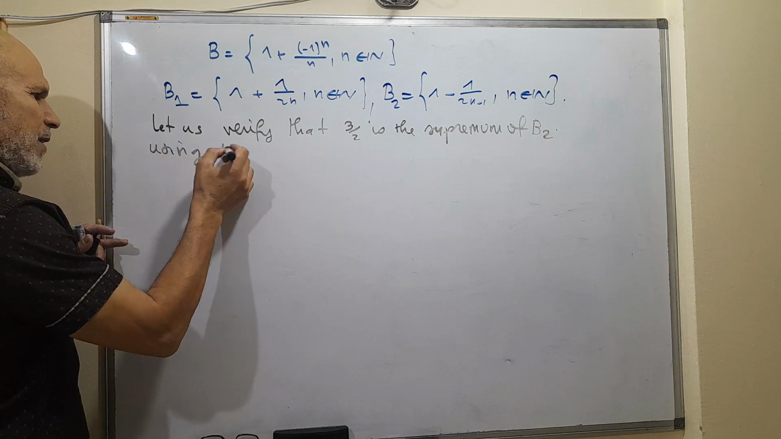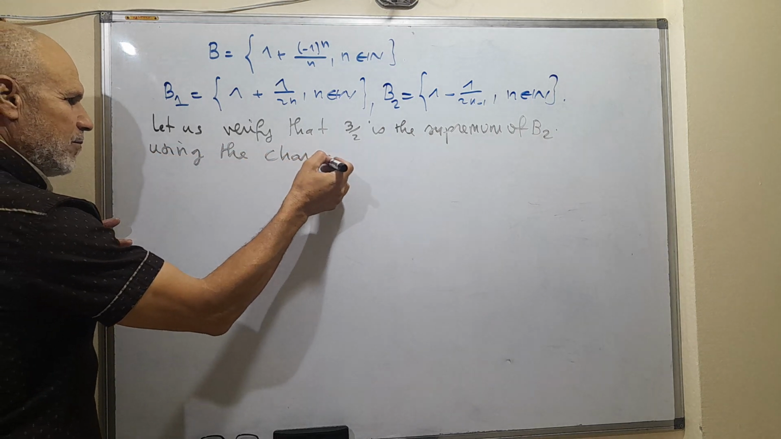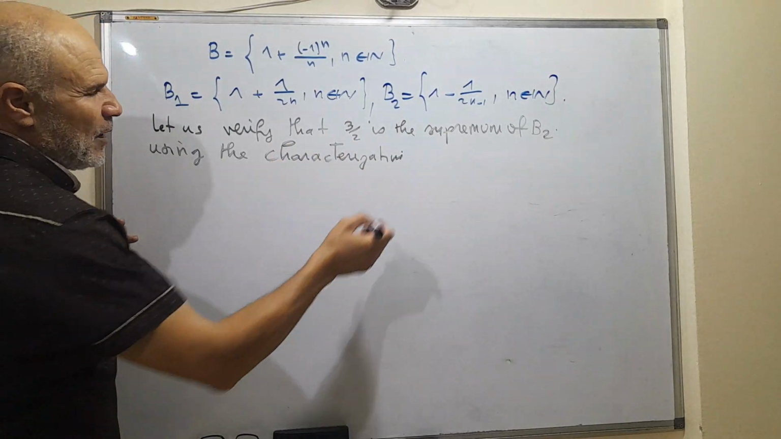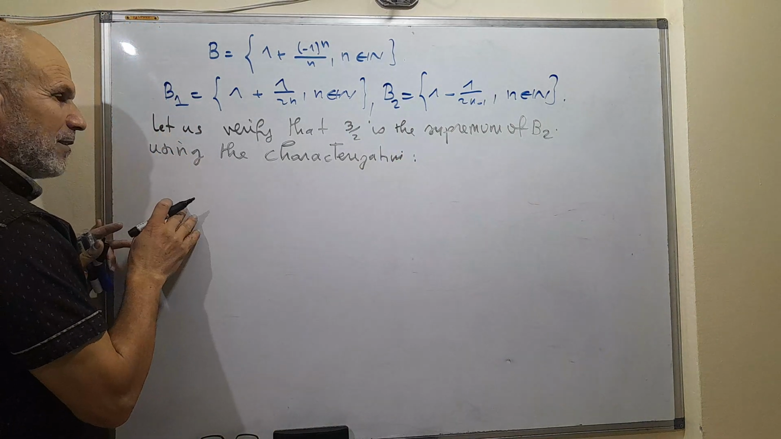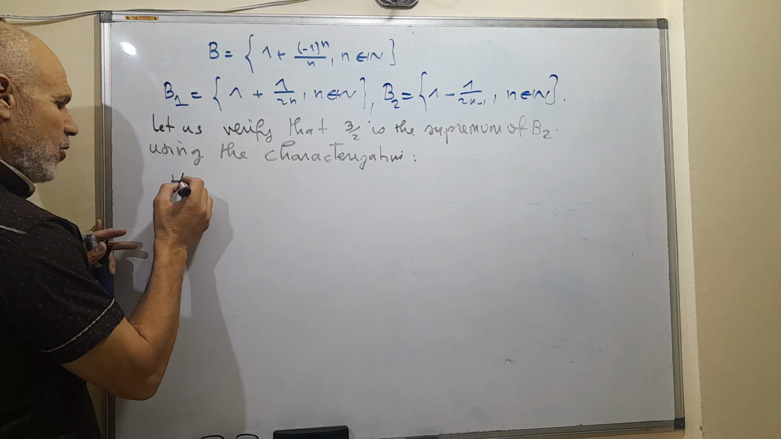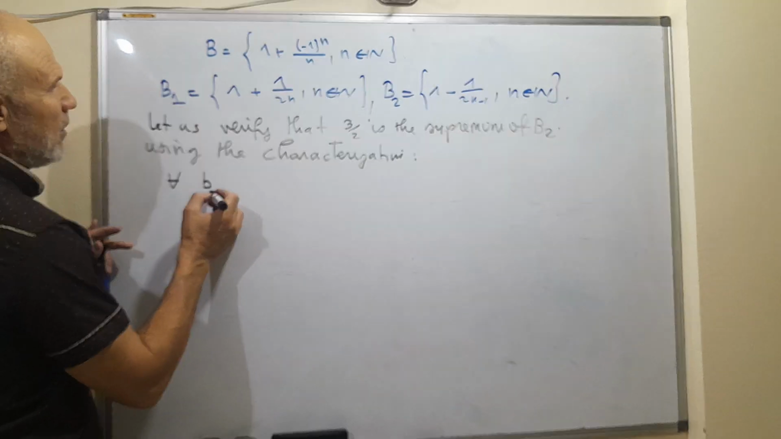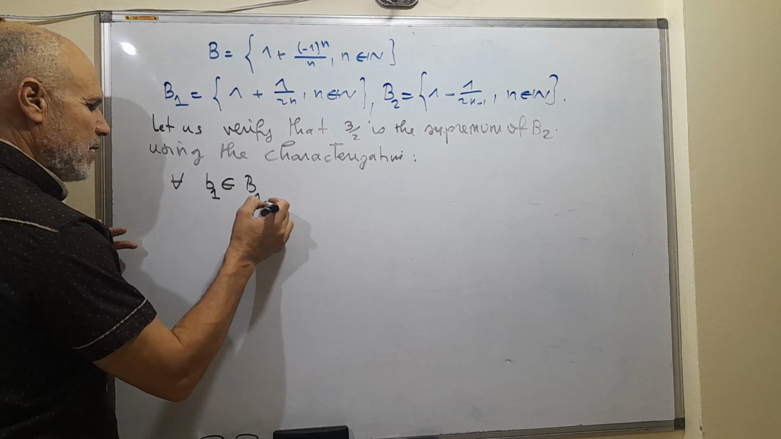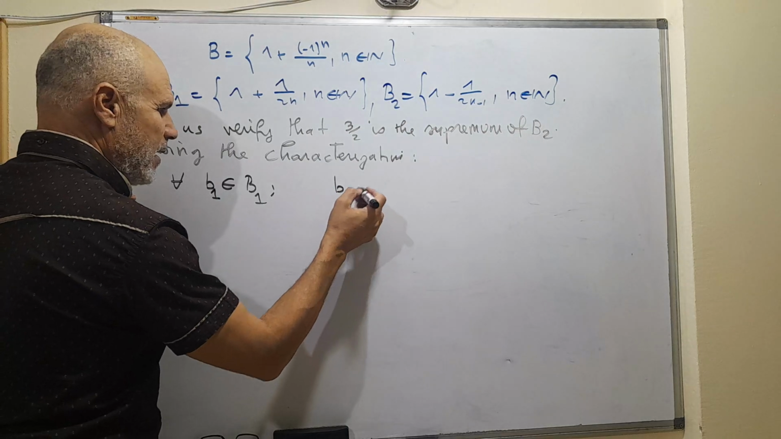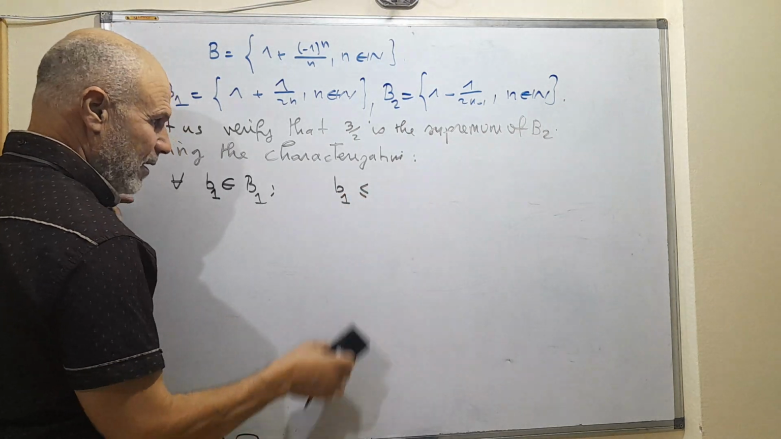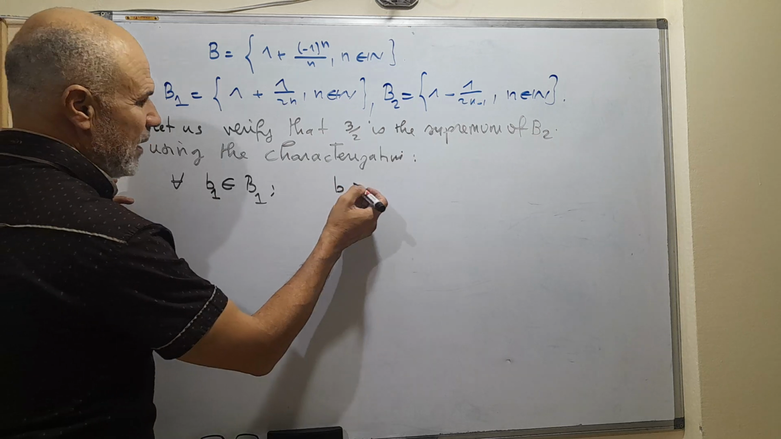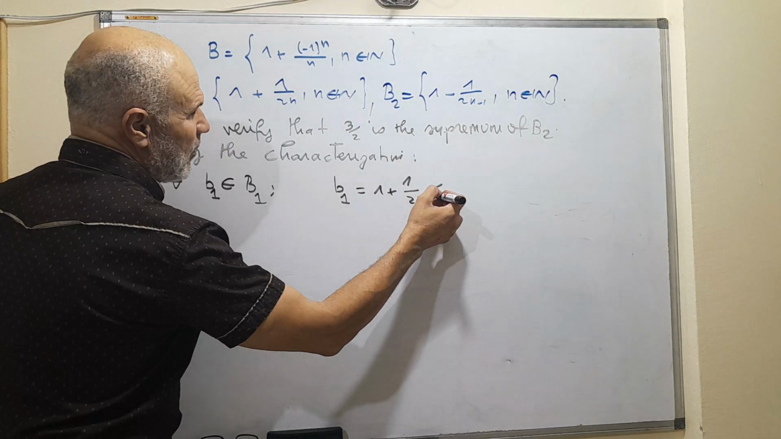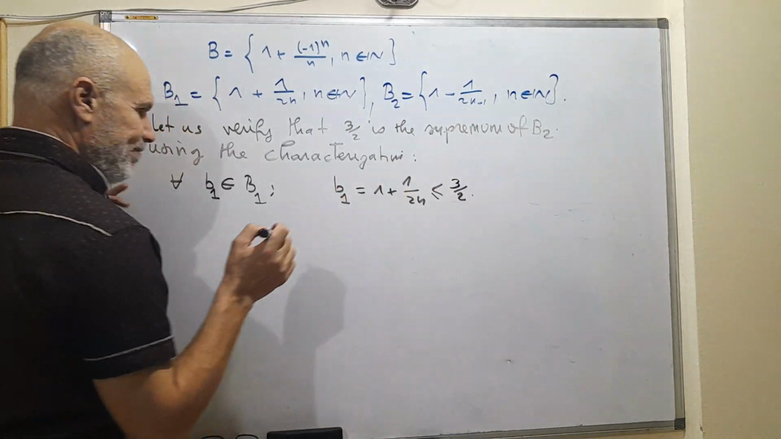Using the characterization of the supremum, we can write that for all b1 from B1, we have b1 less than or equal to 3 over 2. B1 takes this form: 1 plus 1 over 2n is less than or equal to 3 over 2.